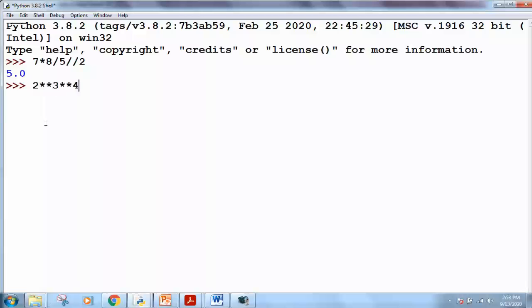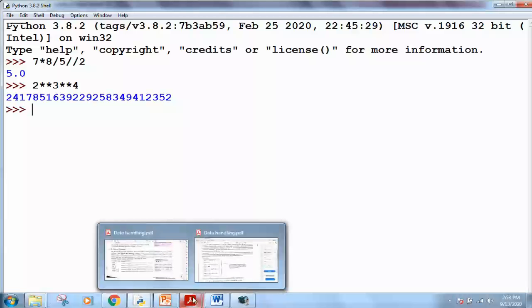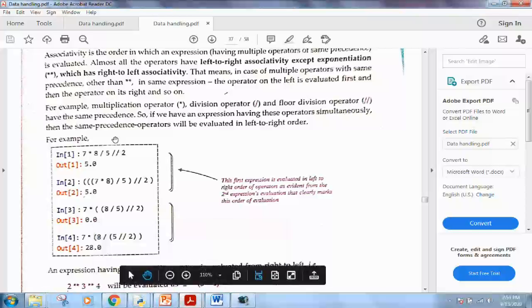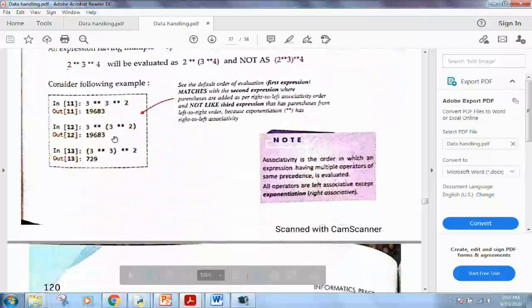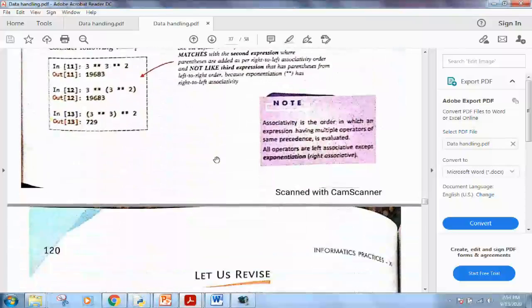Will you solve 2 to the power 3 first, or will you solve 3 to the power 4 first? According to the rule, exponential is right to left, so you have to solve this first. 3 raised to power 4, that is 3 into 3 into 3 into 3, and that value will be raised to power 2, and we get this answer. Okay, so this is how operator precedence and associativity rules are effective. I hope you now understood the associativity and the operator precedence rule.